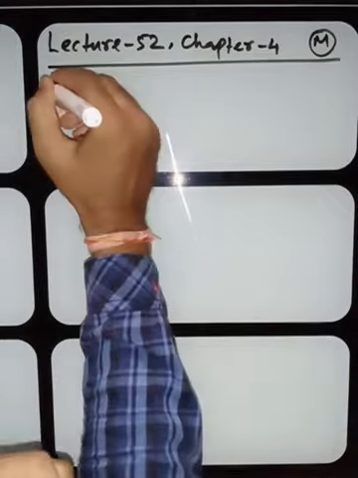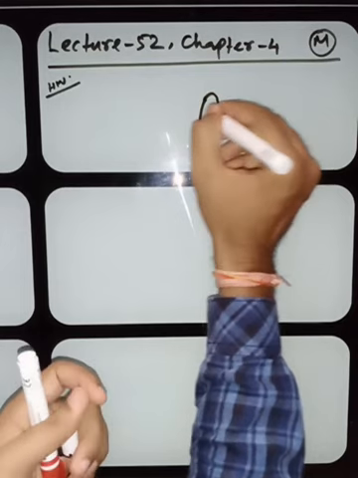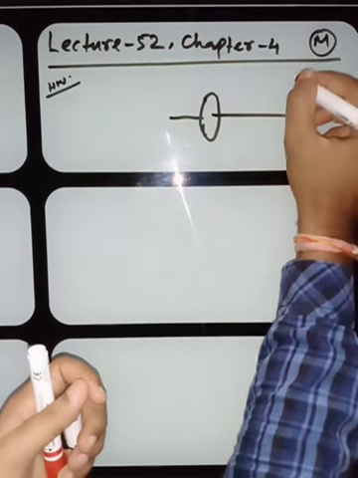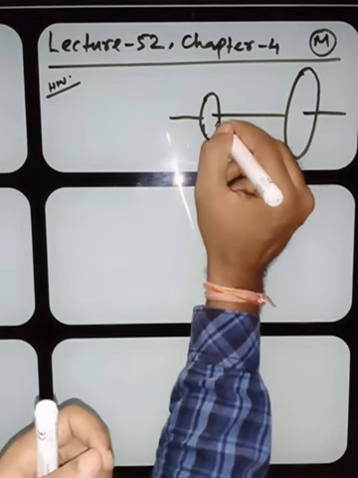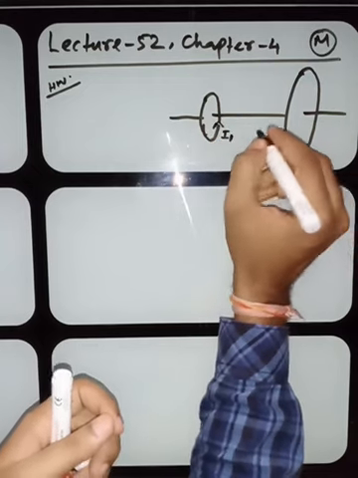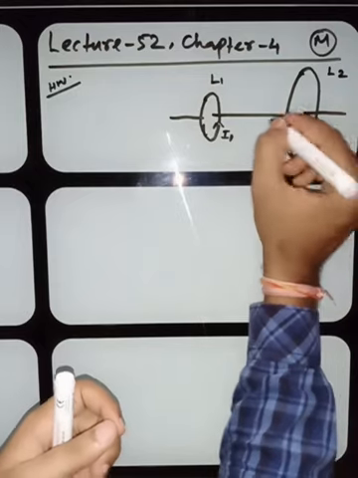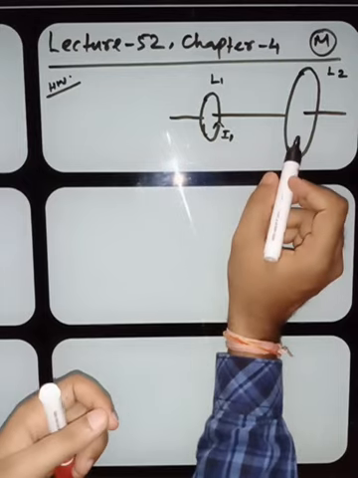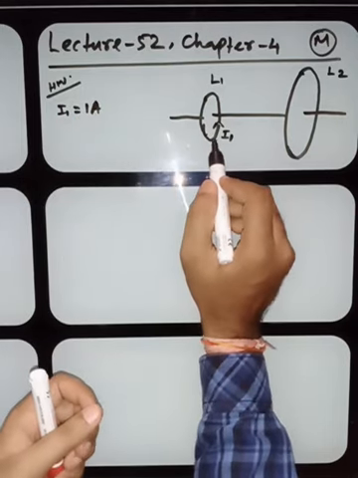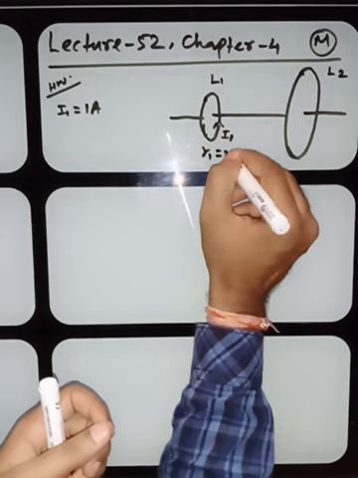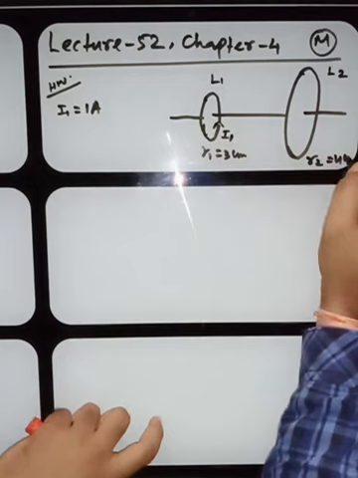So here is the homework. Kindly take your homework and try to understand. This is one coil, and this is another coil of different radius. Through this coil the current is, suppose, I1. Loop L1, loop L2. These are two coaxial coils. In this coil the current is 1 ampere, and suppose its radius R1 is 3 centimeter, and radius R2 is 4 centimeter.